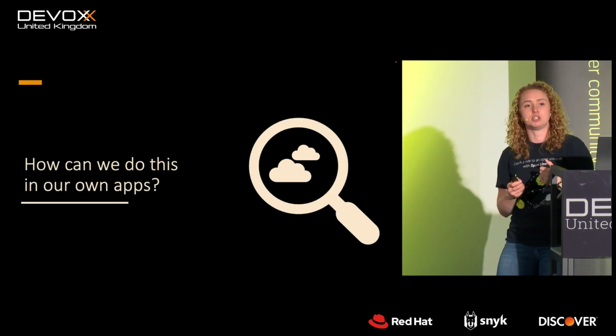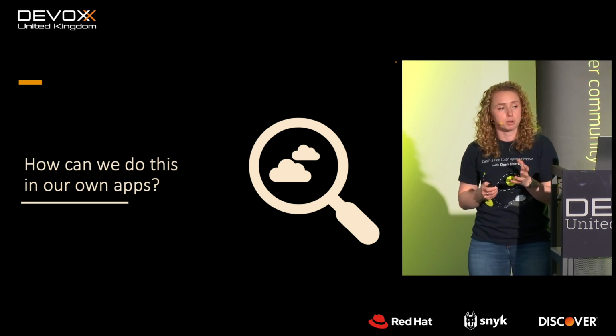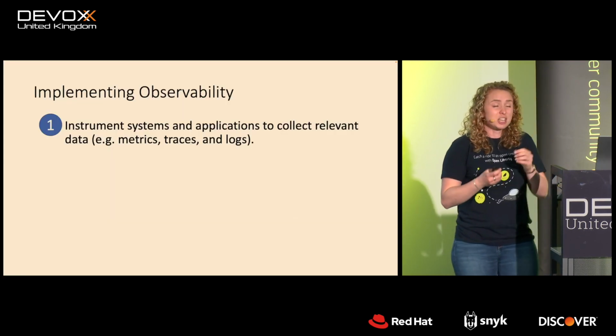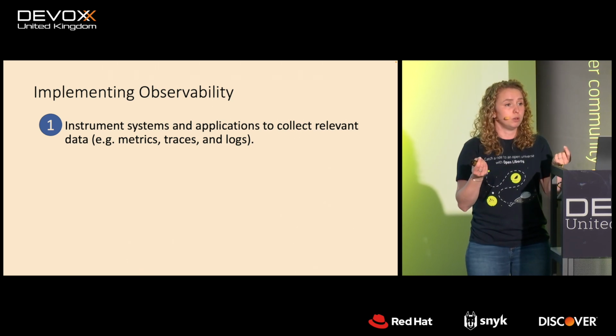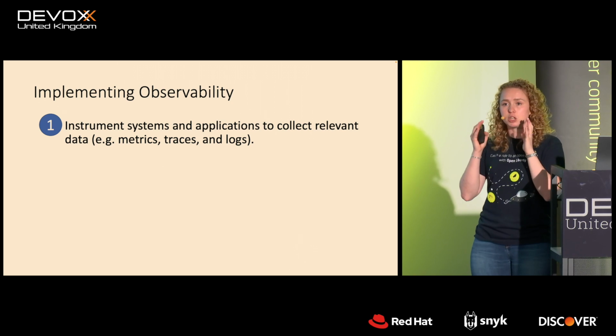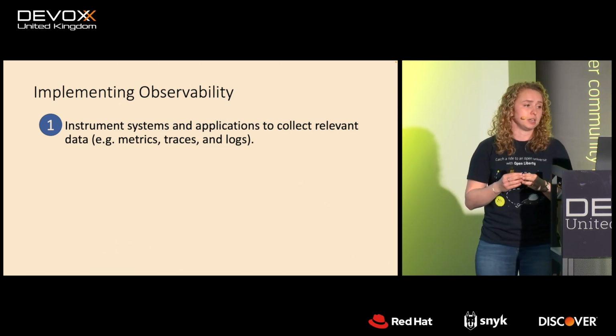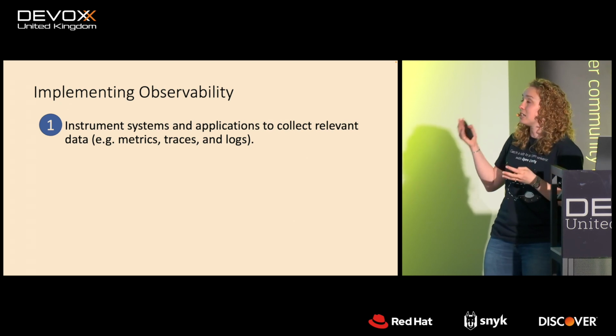Okay, so how can we do this with our own applications? When it comes to actually implementing observability, it's quite conceptually simple. The hard part is actually doing it yourselves. Conceptually, I say there are 3 steps to implementing observability. The first step is we actually need to get some data.